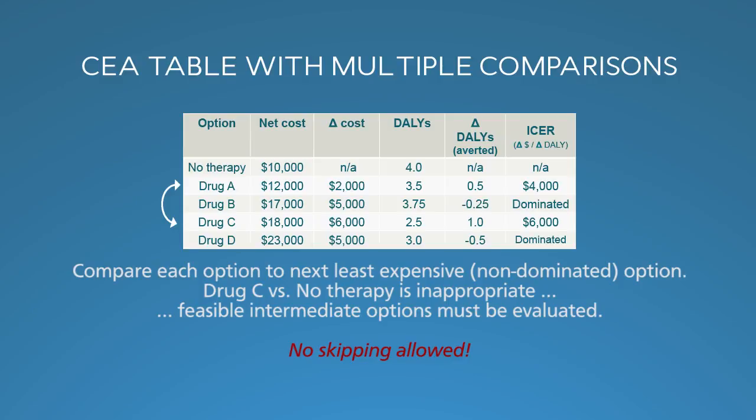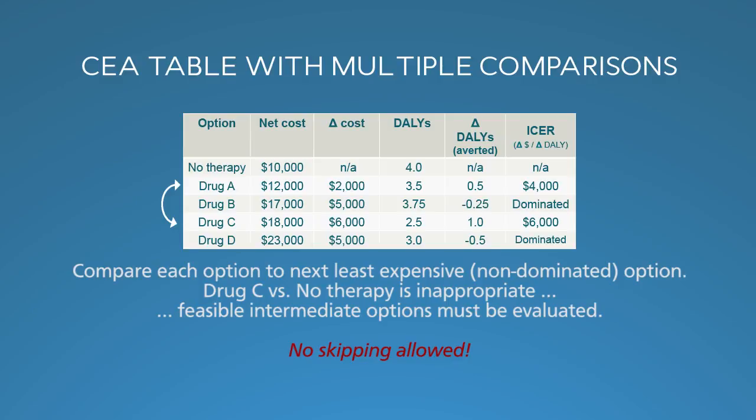So if you're going from no therapy to A, that's $4,000 per DALY averted. Remember, you don't compare to B because it's dominated. Drug C is $6,000 per DALY averted compared to A, and D, again, is dominated. Now what if you find that drug A actually is impossible? You can't do drug A for some reason. Maybe it's under some restrictive patent. Then you can compare C to no therapy, and drug A wouldn't even appear in the table because it's not a viable option. That's all for CEA results tables.